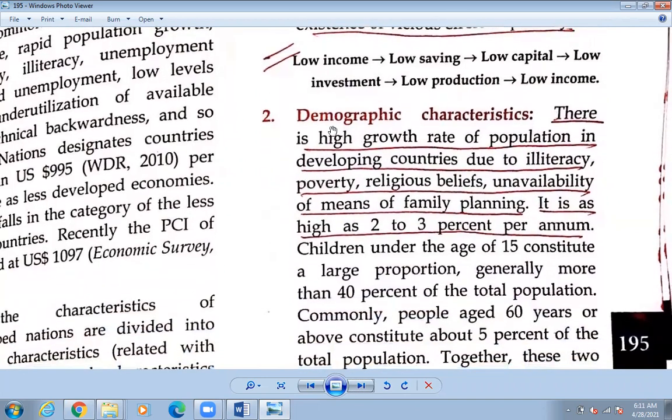Next, number 2 is the demographic characteristics. Demographic भनेको population wise कस्तो छ त? Population चाहिँ कस्तो छ त? So demographic characteristics: there is a high growth rate. Population growth rate is very high in our country because illiteracy छ. जब illiteracy भयो भने के हुन्छ त? The people don't know how many children to give birth to. They are not engaged in other jobs also. That's why the population is very high.